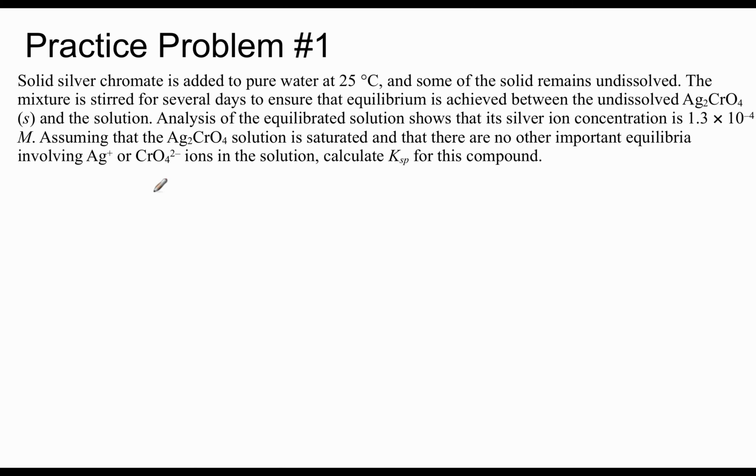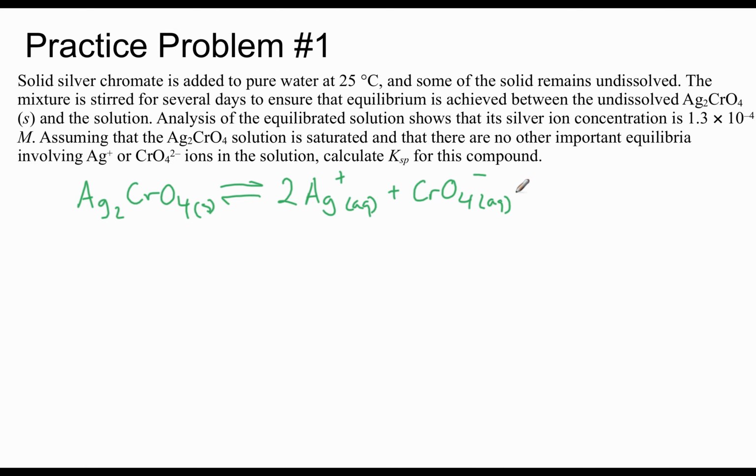In this case, we're adding solid silver chromate to pure water, and the formula for the silver chromate is Ag2CrO4. Since it's a solid, we can write the dissociation equation. It's going to split up to be 2Ag+ aqueous plus CrO4 2- aqueous. And our KSP here, we don't know what that's equal to, so we want to calculate that.